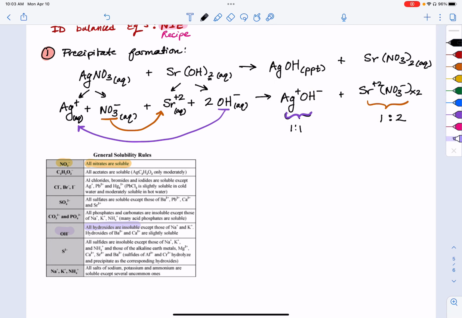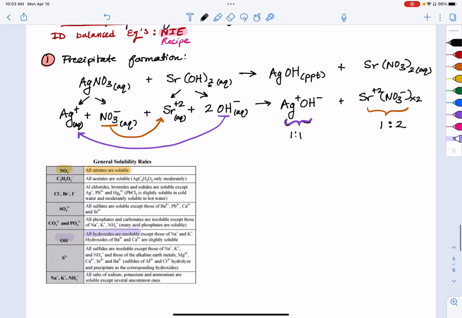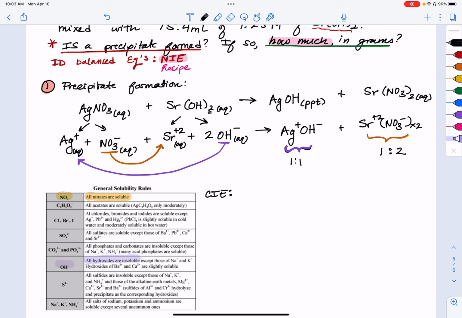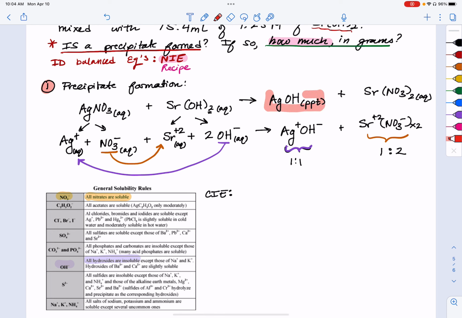All right. In order to get our net ionic equation, which is our recipe, we're going to have to get our complete ionic equation. So first and foremost, yes, a precipitate is formed, silver hydroxide. And let's first balance our overall molecular equation so we can then get our complete ionic equation.